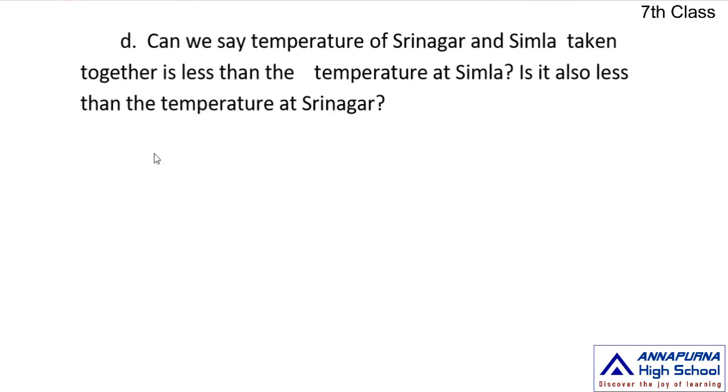Here also you write that, first you write the temperature of Srinagar and Shimla, and then you add these two. Why? Because taken together it shows the addition of these two temperatures. Now let me write the temperature of Srinagar. How much? Temperature of Srinagar is equal to, you observe the number line, minus 2 degrees centigrade.